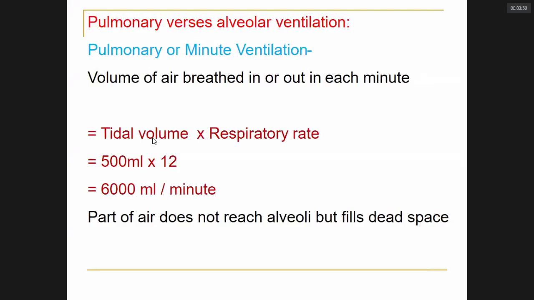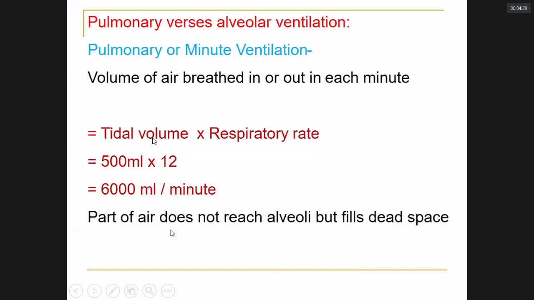alveolar ventilation. So you must know the formula to calculate pulmonary ventilation and alveolar ventilation. To calculate pulmonary or minute ventilation, the formula is TV into RR. You know that TV is 500 ml. You know that the respiratory rate is 12. So normally it becomes 6000 ml. If in the exam I give a respiratory rate of 10 and a tidal volume of 400, multiply them like that. Keep in mind the formula TV and RR. It will be pulmonary or minute ventilation, the volume of air breathed in and out in each normal breath. Right, bachcha?